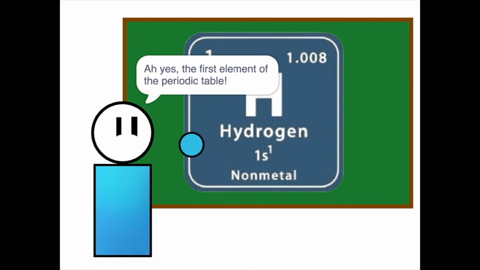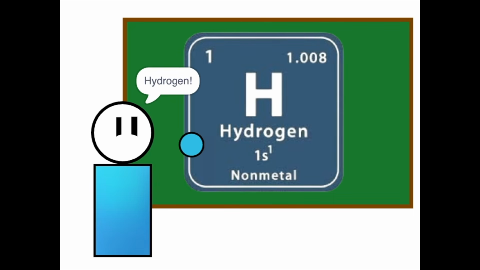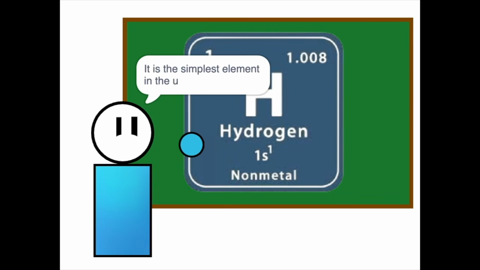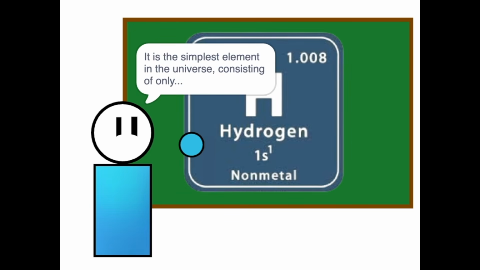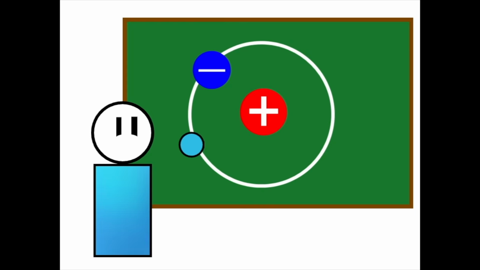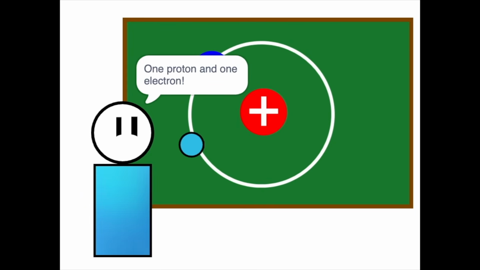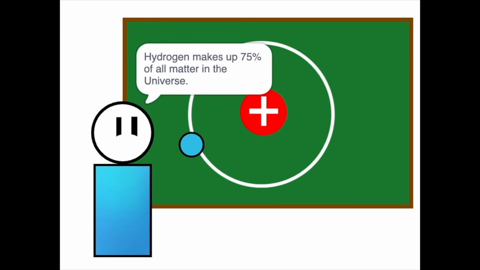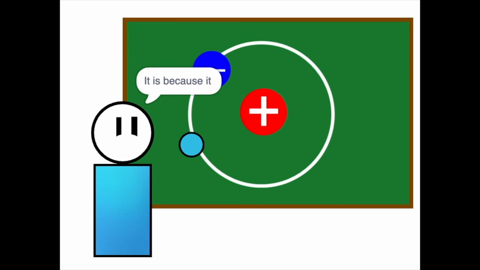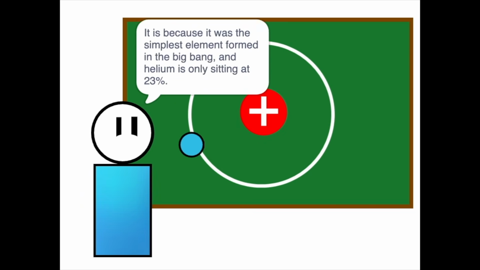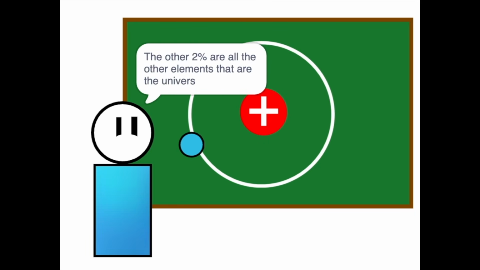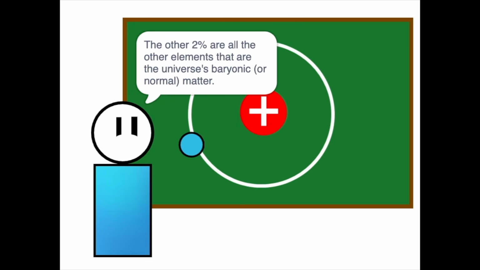Ah yes, the first element of the periodic table. Hydrogen. It is the simplest element in the universe, consisting of only one proton and one electron. Hydrogen makes up 75% of all matter in the universe. It is because it was the simplest element formed in the Big Bang, and helium is only sitting at 23%. The other 2% are all the other elements that are the universe's baryonic, or normal, matter.